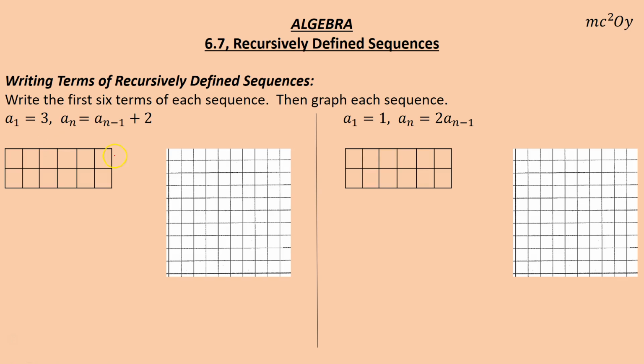So these would be your n's up here, okay? So when n is 1, 2, 3, 4, 5, and 6, what is a sub n? Well, a sub 1, when n is 1, this would be a sub 1. Well, a sub 1 is 3, or the first term is 3. They tell us that. And a sub n equals a sub n minus 1 plus 2. Well, we've got to recognize that this is adding 2.